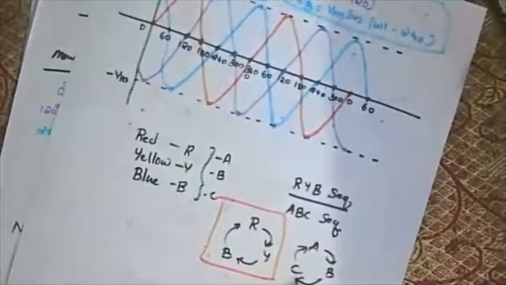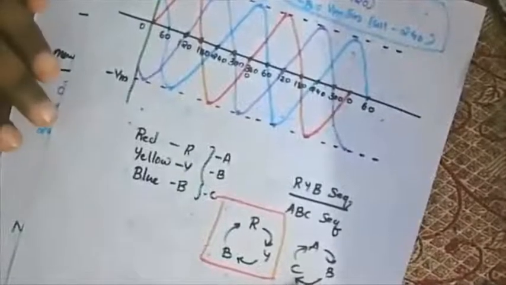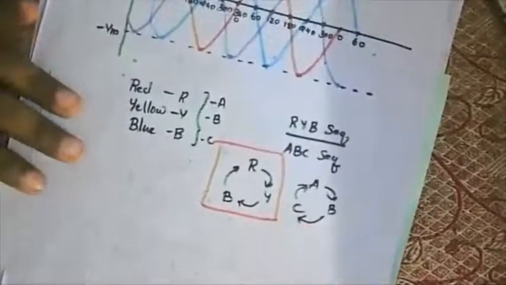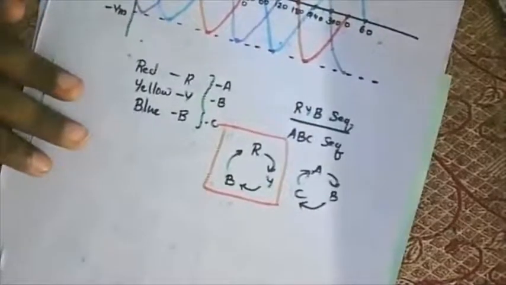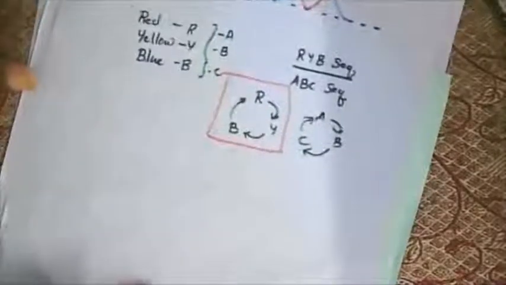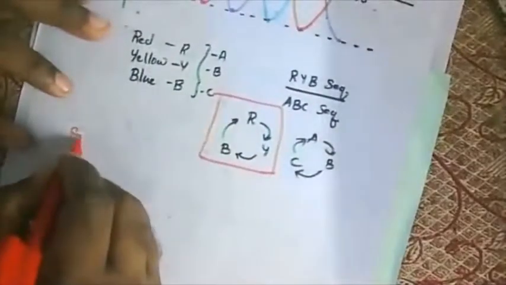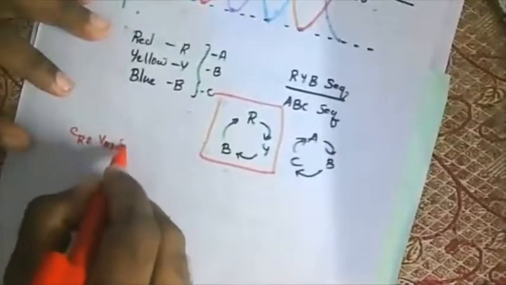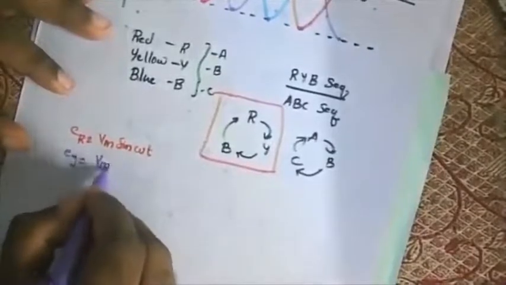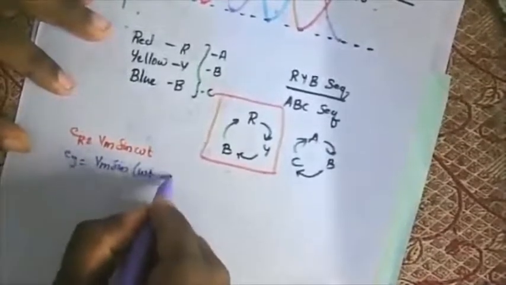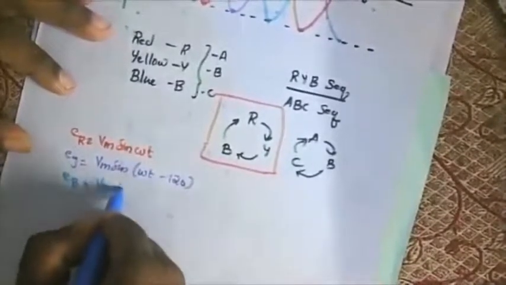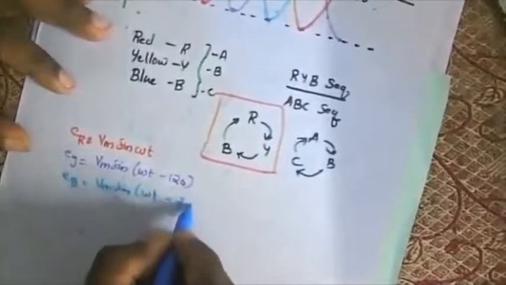Now we are moving on to the vector representation of a three-phase. So how will we represent the vectors? I told you that my sine wave, red, is going to be connected at 0 degree. That is, my equation is ER equals Vm sine omega t, EY equals Vm sine (omega t minus 120), and EB equals Vm sine (omega t minus 240).